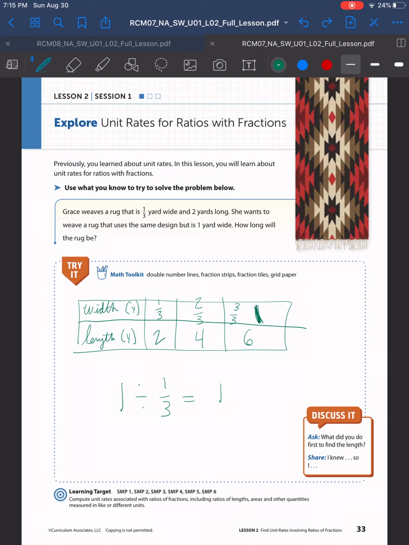Okay. So to divide by fractions, you skip, you flip, and then you multiply, right? So you skip it, you flip it, so it'd be 3/1, and then you multiply. 1 times 3 is 3. Okay? So the scale factor between the new rug and the old rug is 3, which means I could take 3 and multiply by 2 and get 6. Okay? The rug will be 6 yards long.